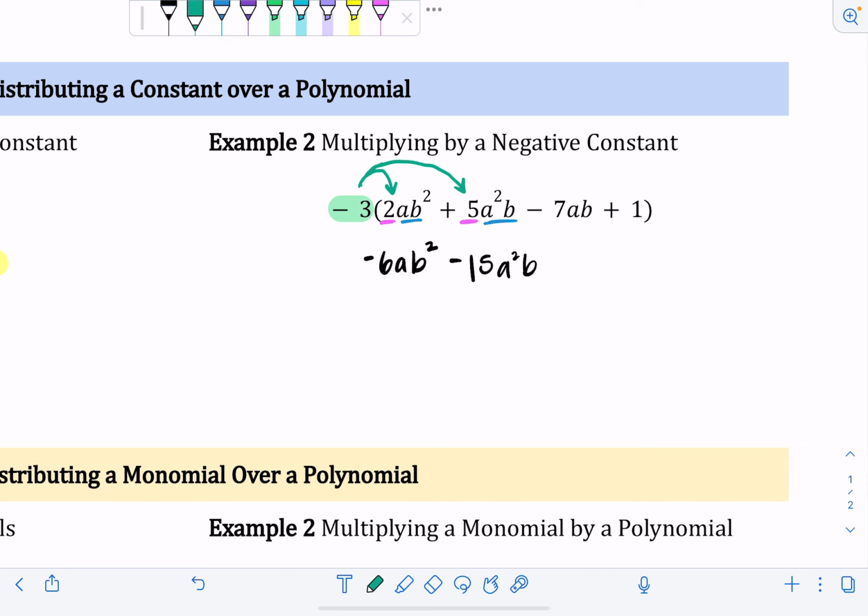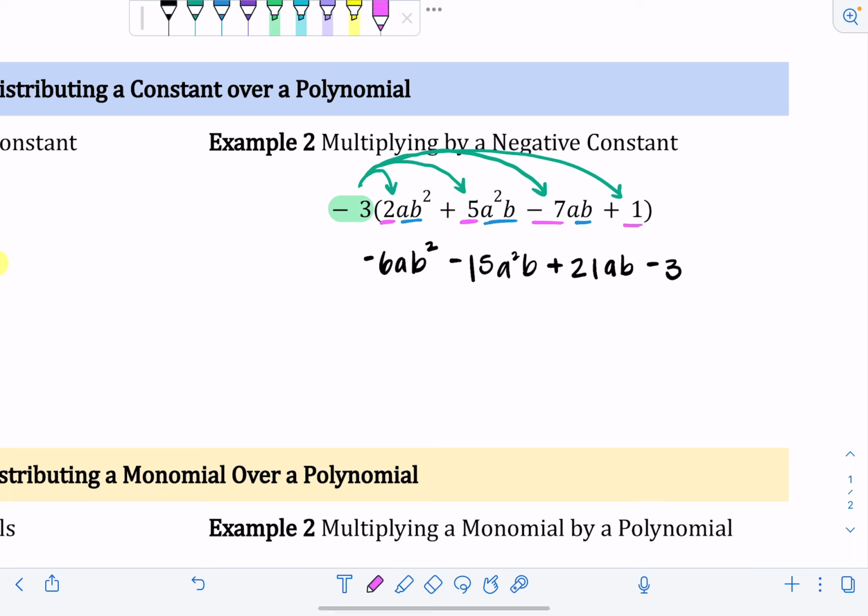And then we take the negative 3 and multiply it by the negative 7. Negative times a negative turns positive. Remember, a negative divided by a negative or a negative times a negative turns positive. So negative 3 times negative 7 would turn into a positive 21. And then the ab stays the same, that just comes down. And then lastly, negative 3 times a positive 1 would turn into a negative 3.